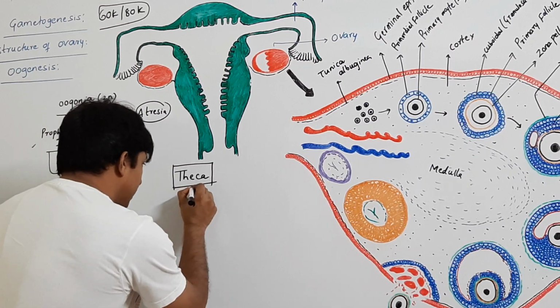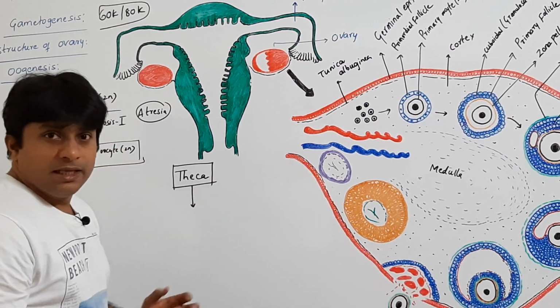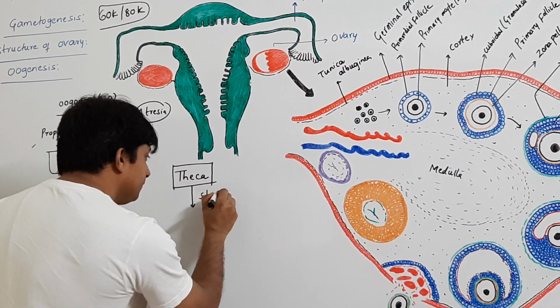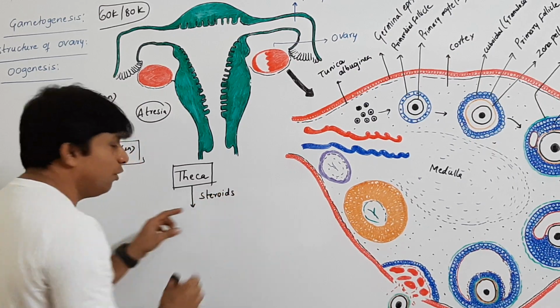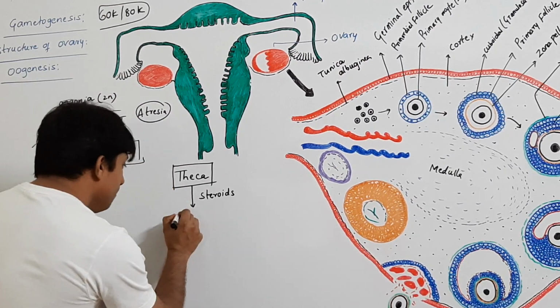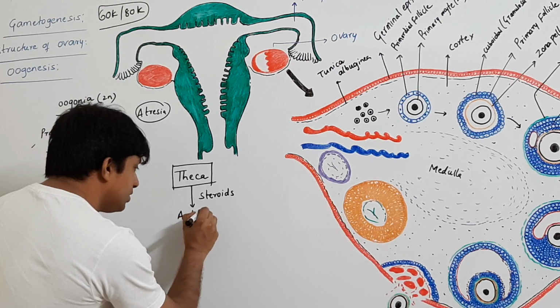So, the thecal cells utilize steroids, and from steroids the thecal cells make androgens.